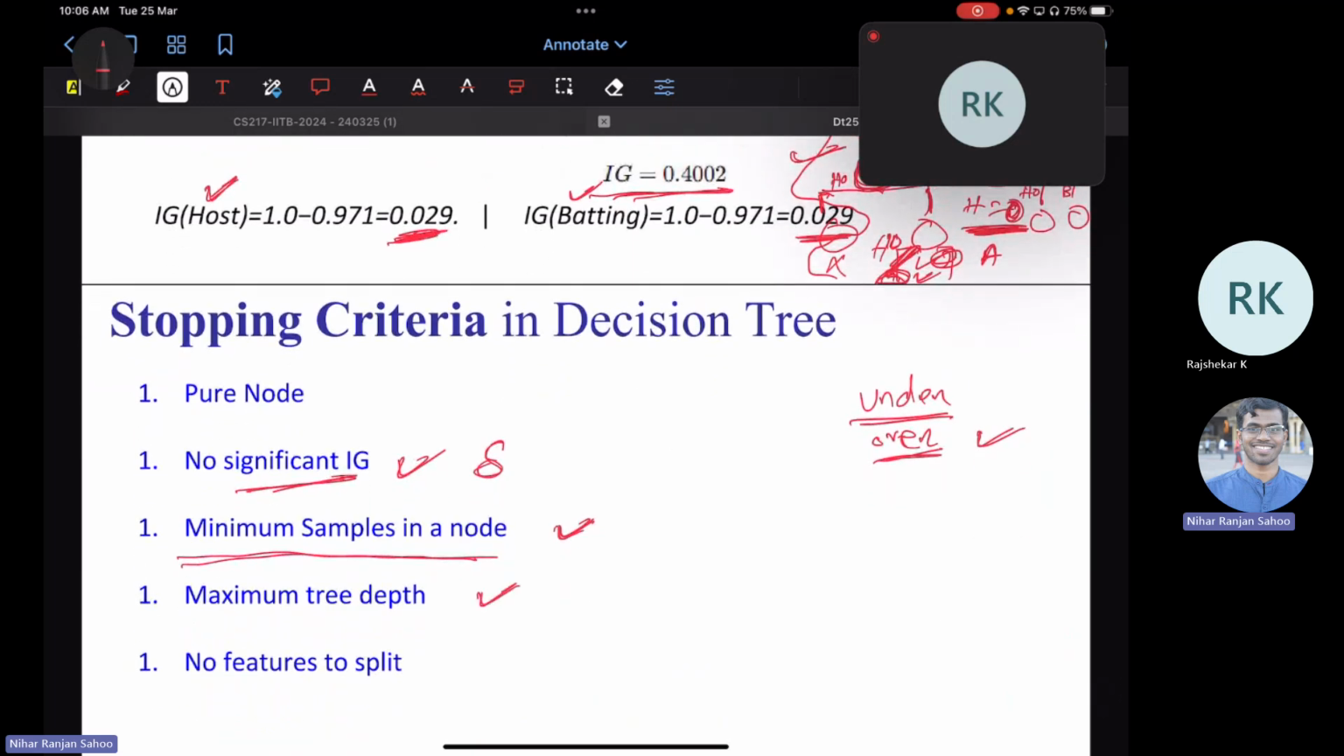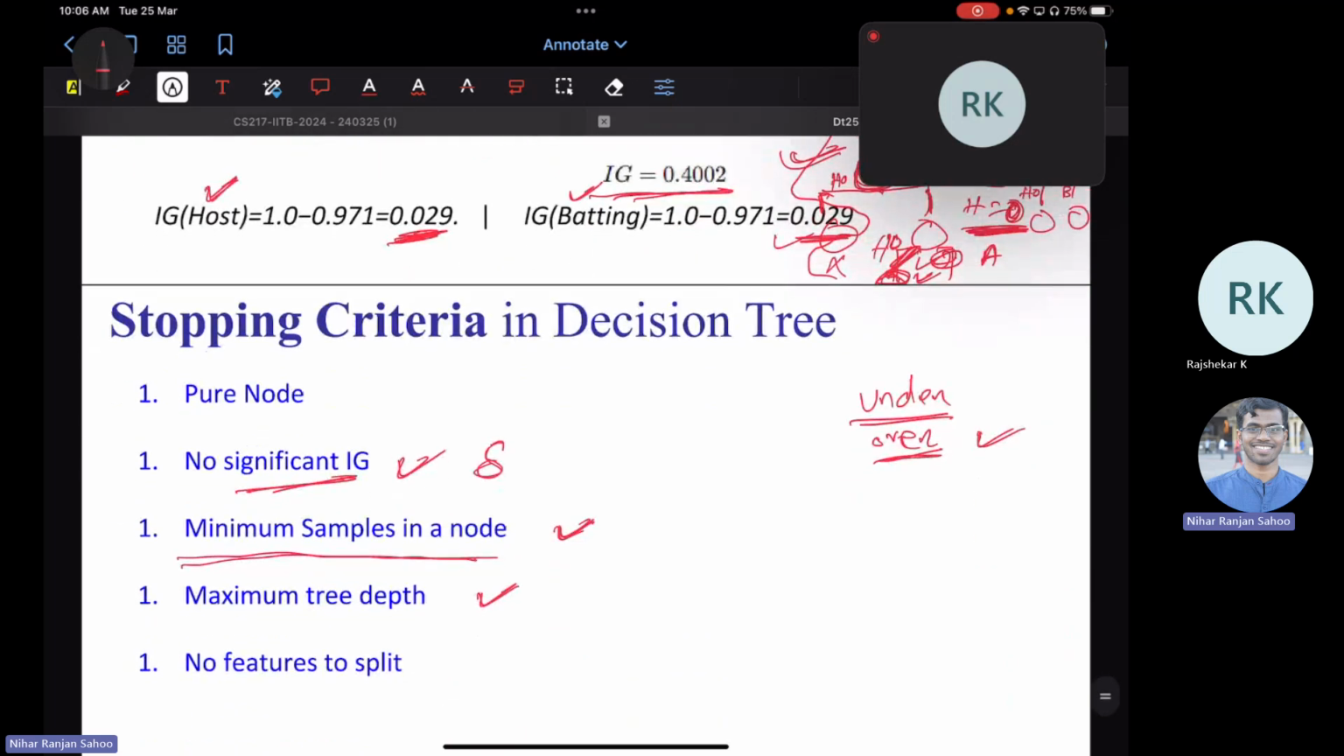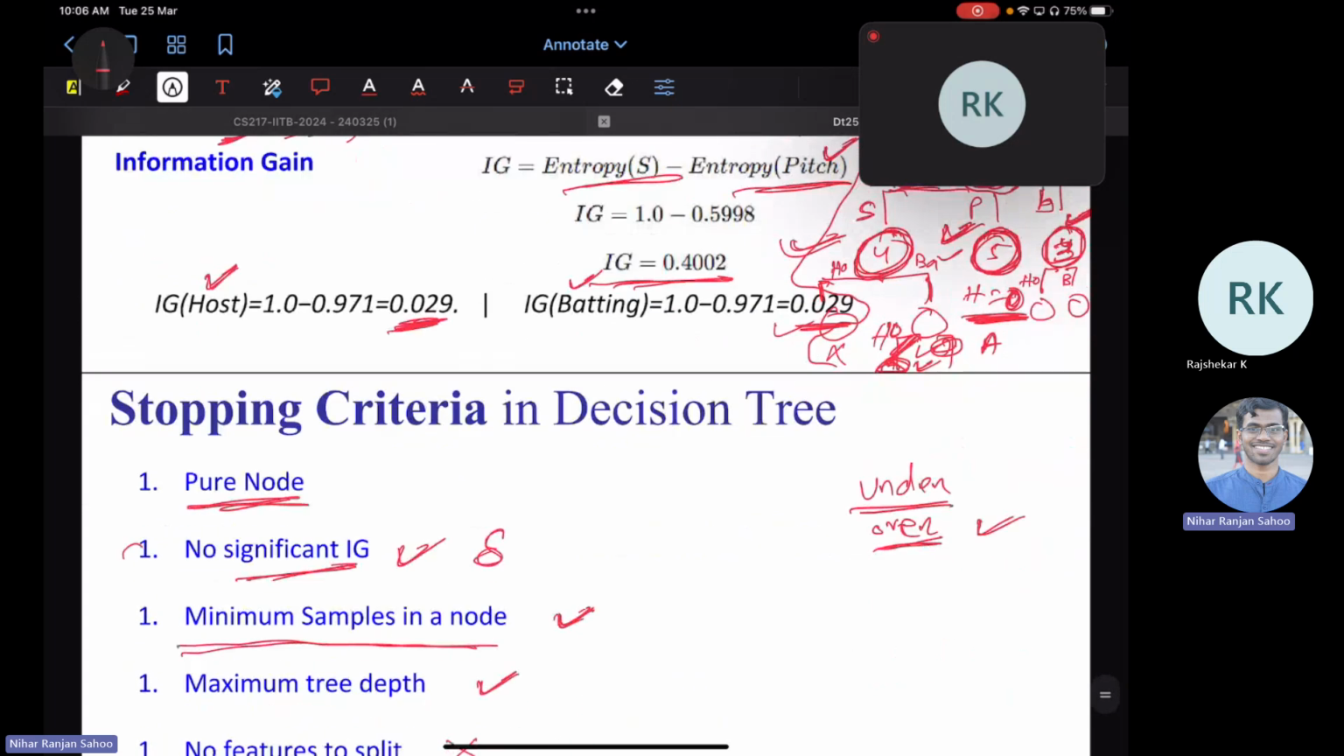Again, similarly, there is maximum tree depth. This is depth 1, this is depth 2, and so on. That also helps to get rid of overfitting. And no feature to split is a very basic scenario. Now coming to pure node.